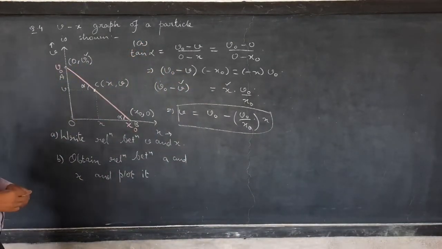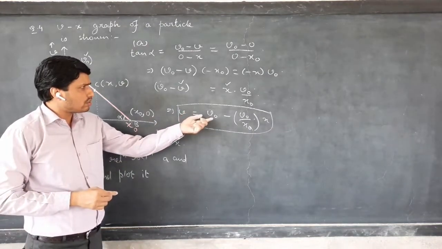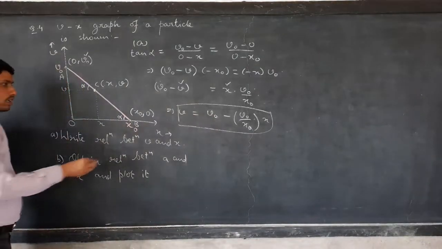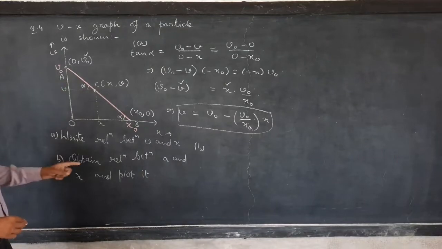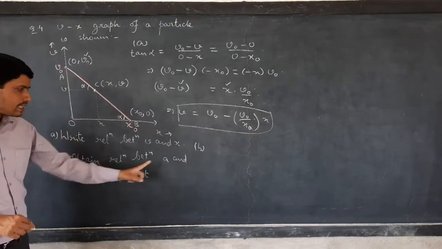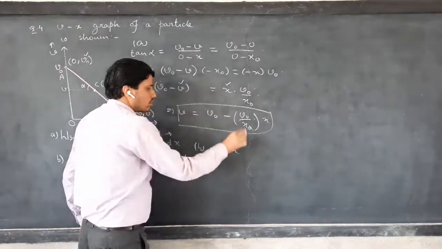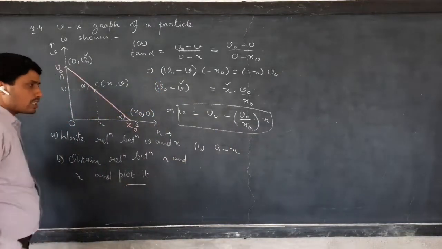V is v naught minus v naught by x naught into x. If I am correct, this is the final equation. Now part B. Using this relation, we have to obtain a relation between acceleration and the position or displacement. A versus x relation we need to obtain, and then after obtaining the relation, we have to plot the graph.